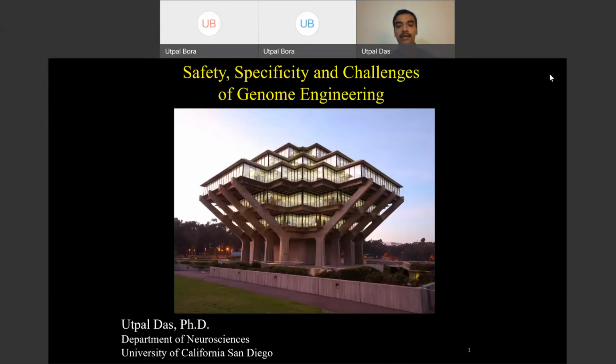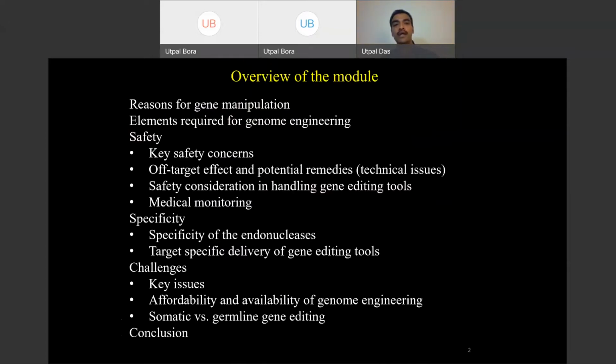I believe many of you, or many faculty at the IITs, or even specifically IIT Guwahati, are doing genome engineering or planning to do it. So I believe some of the topics we carry on with us today will help you, or at least help you decide what to do and what not to do. As I was given the topic, I'll be discussing mostly the safety, specificity, and challenges of genome engineering that we currently face. This is the content, or we can say the learning outcome, of what we'll be discussing.